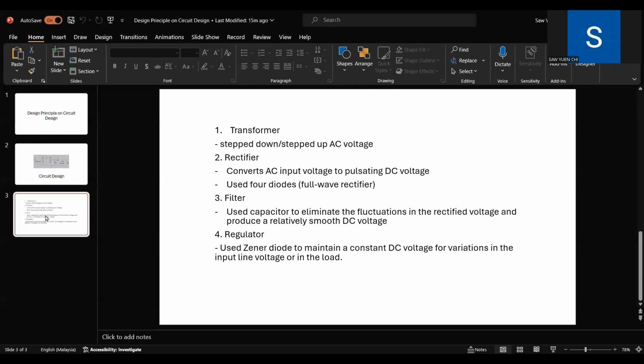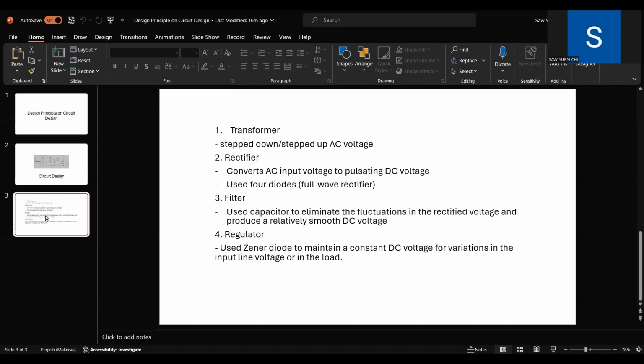In the circuit design, there is transformer, rectifier, filter, and regulator. Transformer is used to step down or step up the AC voltage, whereas the rectifier used to convert AC input voltage to pulsing DC voltage. We will use 4 diodes which represent the full wave rectifier to represent our circuit design.